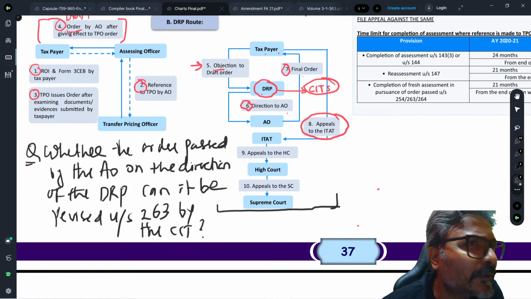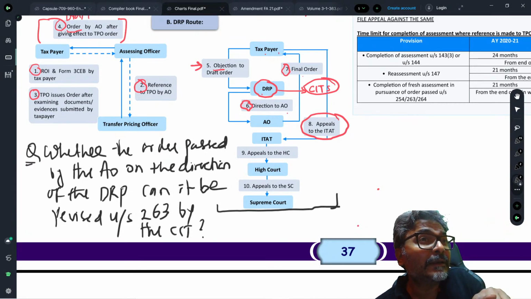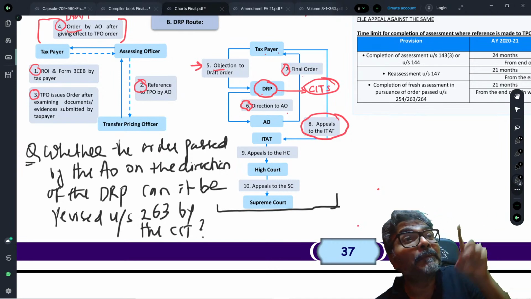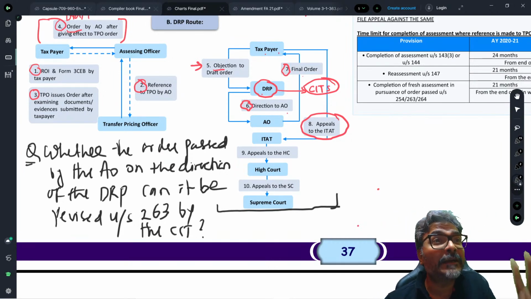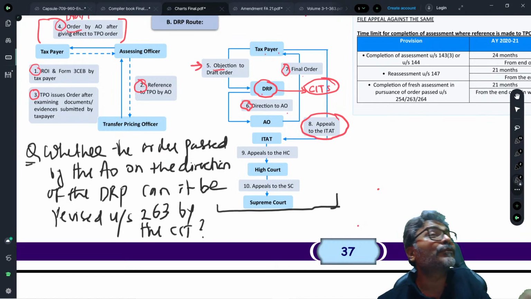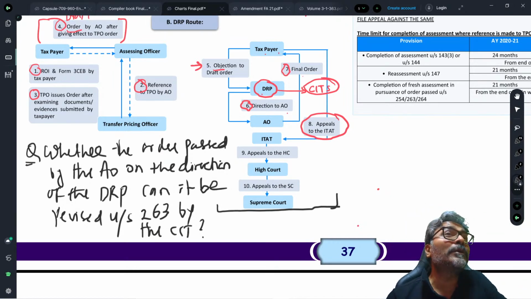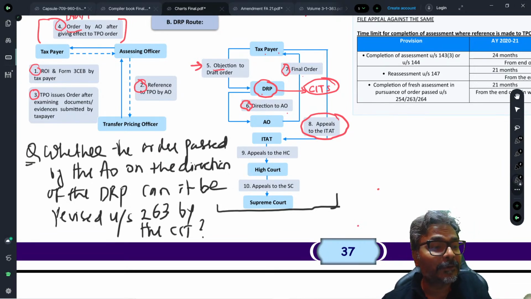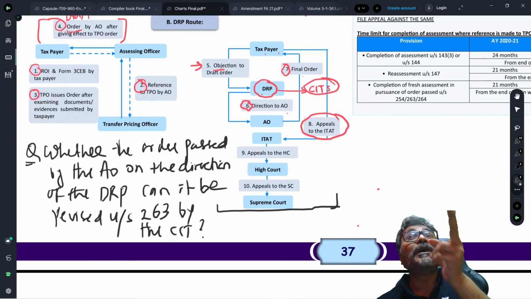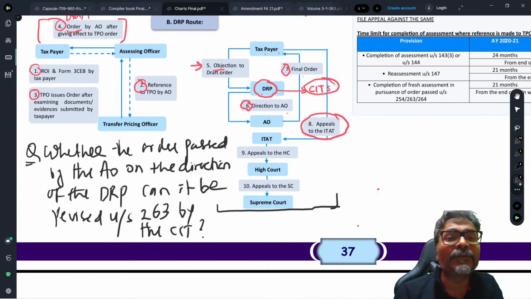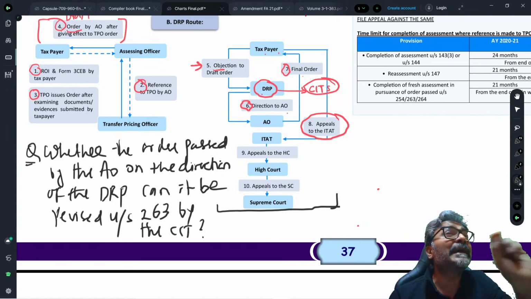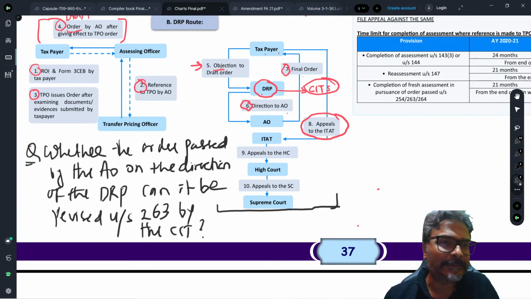The CIT will look into whether the AO has properly implemented the direction given by the DRP. If the CIT feels that the AO has not properly implemented the direction given by the DRP, then in that particular case, that particular order of the AO is an erroneous order. And if it is also prejudicial to the interest of revenue, then can that be revised? Answer is yes, it can be revised.